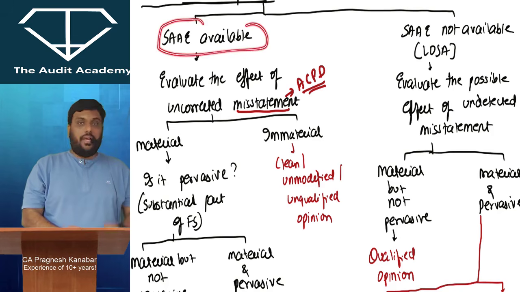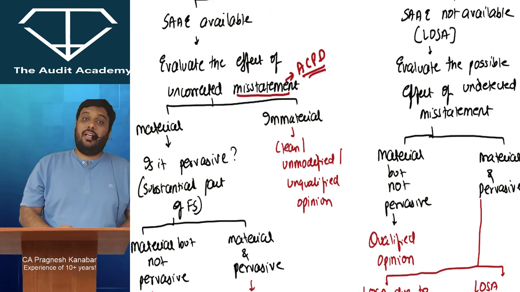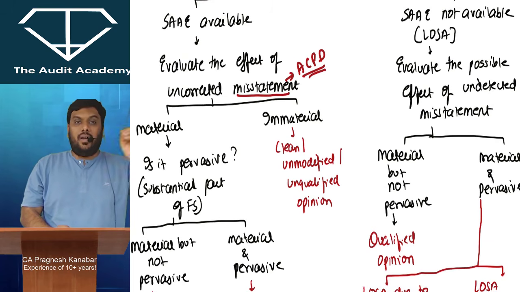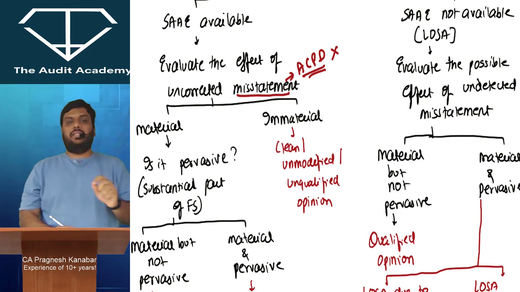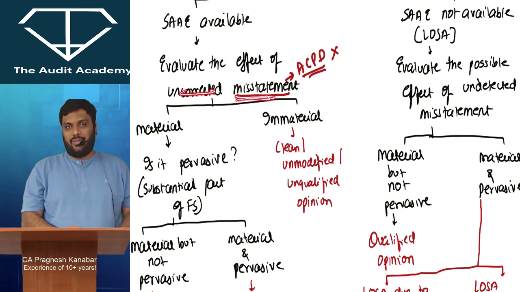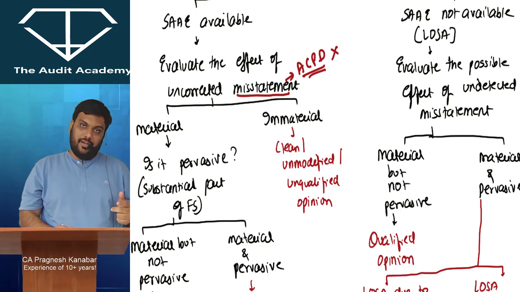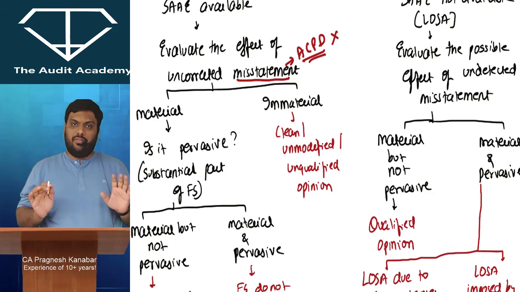After you conclude that evidence is available, at least the auditor has obtained the evidence, you need to evaluate the effect of uncorrected misstatements. Misstatements means ACPD goes wrong. What is ACPD? Amount, classification, presentation, disclosure. If ACPD goes wrong, then we say there is a misstatement. Now, we are not just worried about misstatements, we are worried about uncorrected misstatements. If the management is not rectifying them, and whatever they are not rectifying is immaterial, then we give a clean opinion that financial statements show a true and fair view.